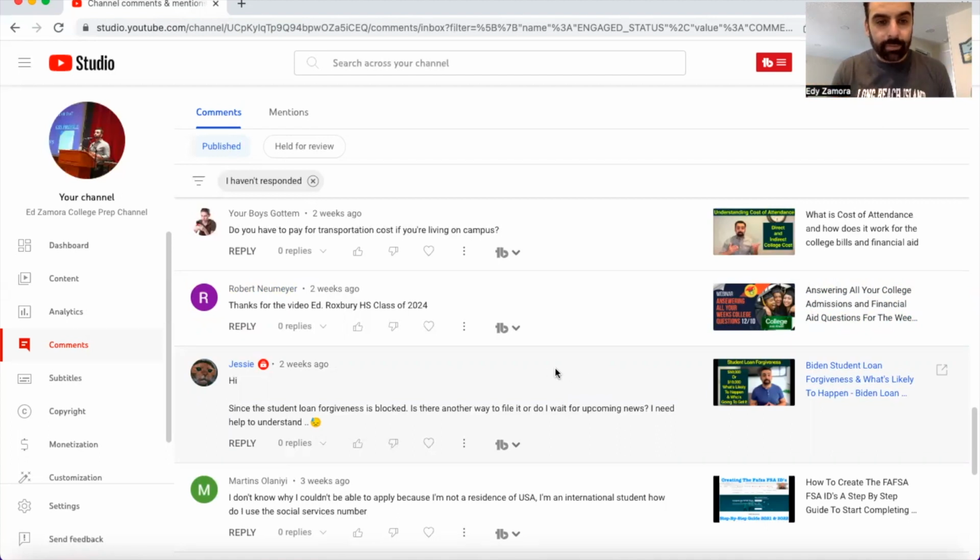And the next question we have here: Do you have to pay for transportation costs if you're living on campus? Now, many of you may or may not know, when you're dealing with a school's specific costs, their budget, the specific cost is called the cost of attendance. The cost of attendance has a lot of components to it, being tuition, room and board, transportation, etc.